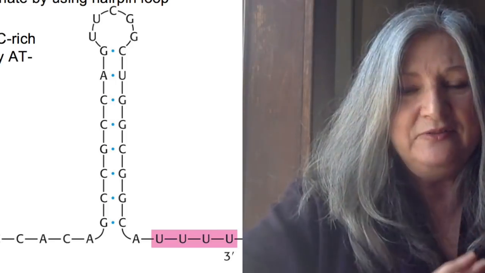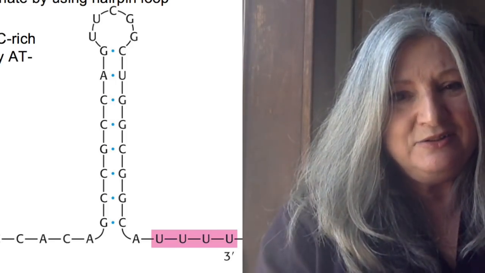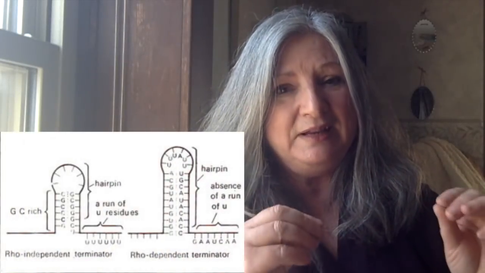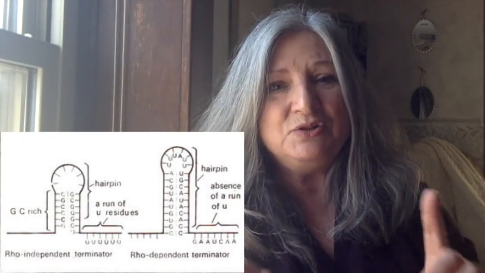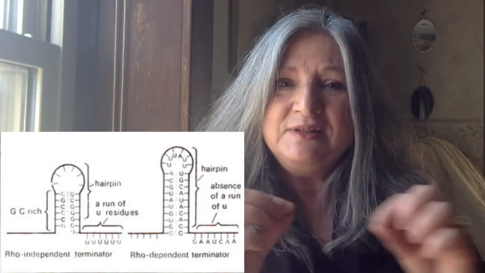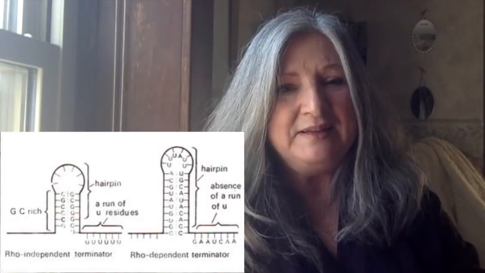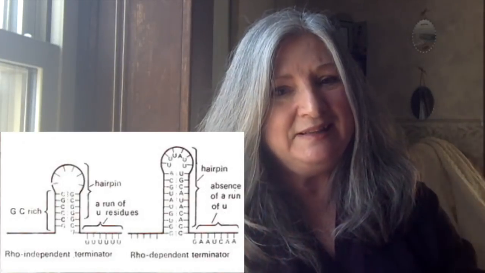The polymerase is going to fall off the template too, and transcription is going to stop. So that is Rho-independent termination, or it's also called intrinsic termination because that's intrinsic to the actual transcript itself. It's written right there in the message. Nothing else is needed to terminate this transcript.